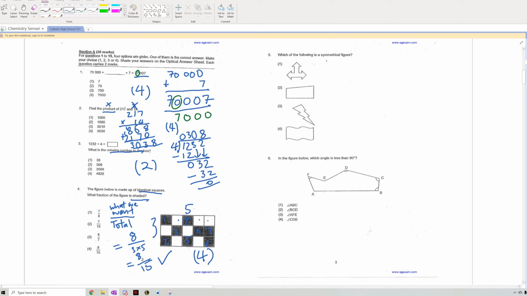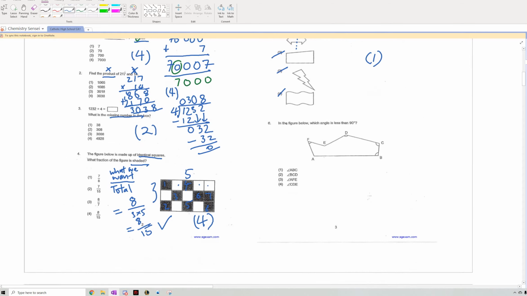Next, question 5. Which of the following is a symmetrical figure? Straight away, the correct answer is option 1. If we draw a line of symmetry over here, we are able to see that the entire left hand side, when flipped over, is the same as the right hand side. Thus, option 1 is a symmetrical figure. There is no line of symmetry for option 2, 3, and 4.